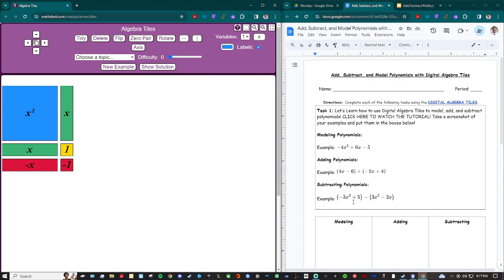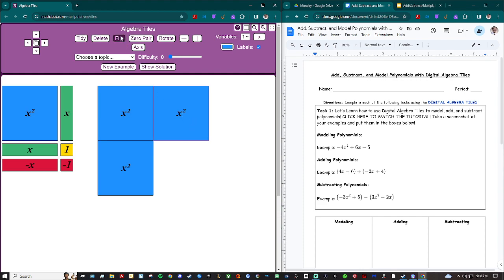Okay, this time we're going to subtract. Now there's one little trick with subtraction since we're taking away. So let's first model our two polynomials. I have negative 3x squared plus 5. So I need 3 negative x squareds. So we're going to flip these to negative. And I have plus 5. 1, 2, 3, 4, 5. So here's my 5 1s.